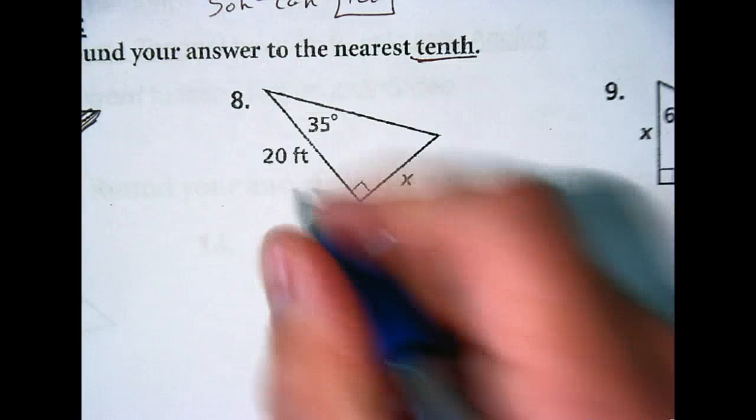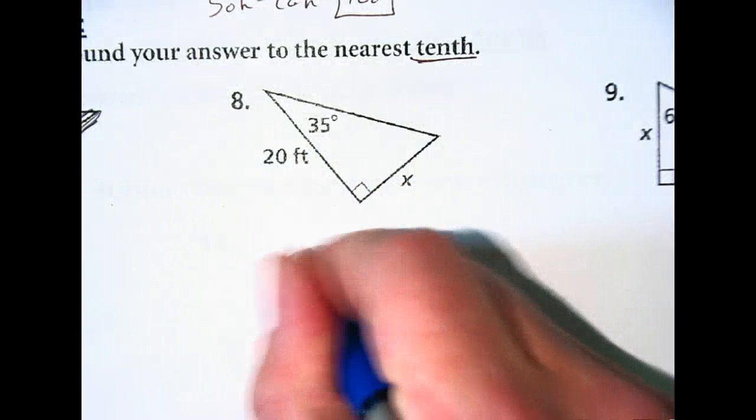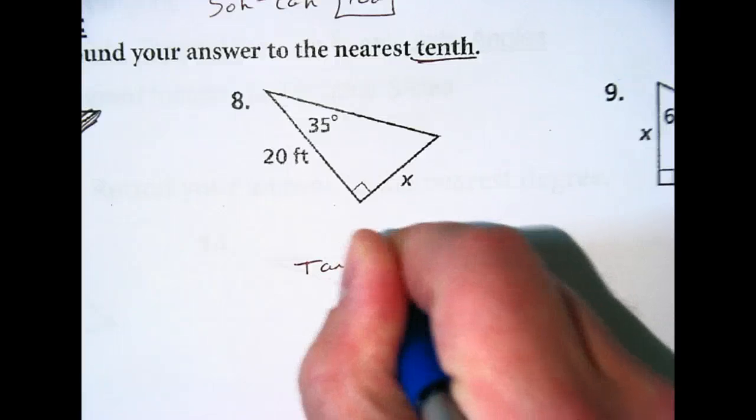Wait, how should I do that? Which one's the one where you have to use tan negative 1? Ah, that'll be coming up soon.